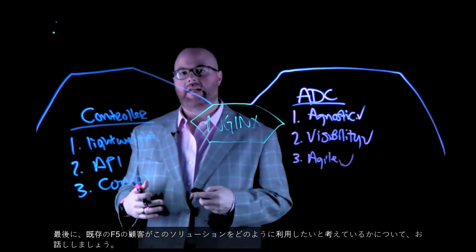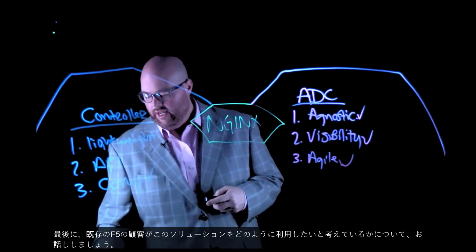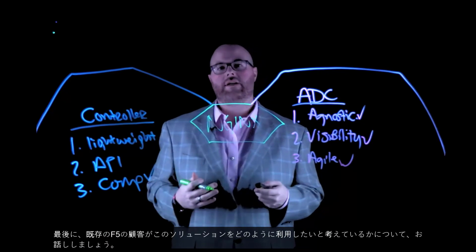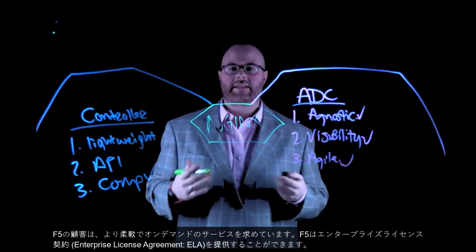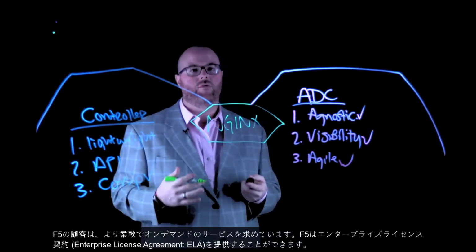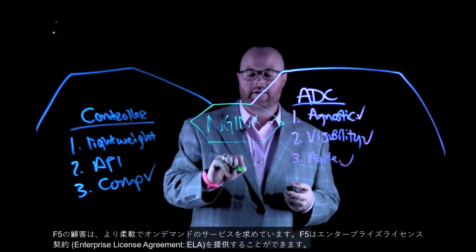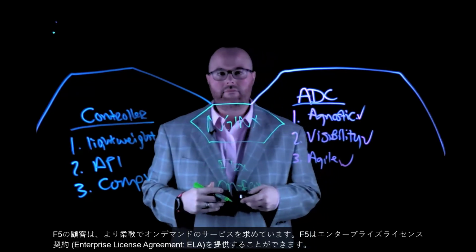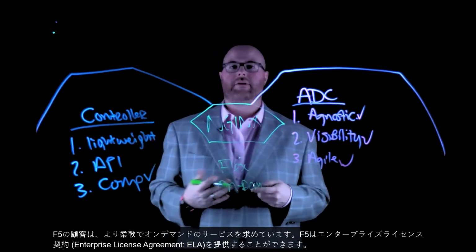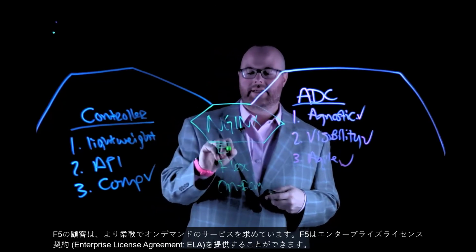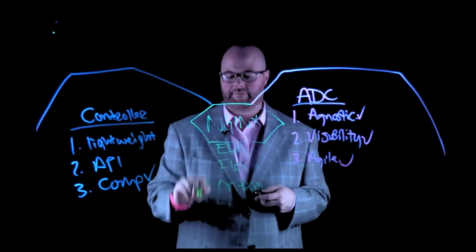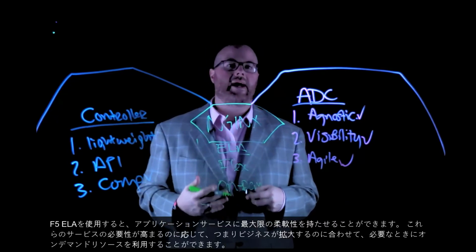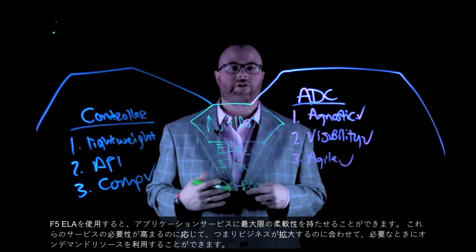The final piece that I'd like to discuss with you, though, and it's something that you've brought up as an existing F5 customer, is how clients want to consume this solution. As an F5 customer yourself, you've asked for greater flexibility and on-demand services, which we are able to provide to you via an enterprise license agreement. F5 ELA allows you to have maximum flexibility with your application services.